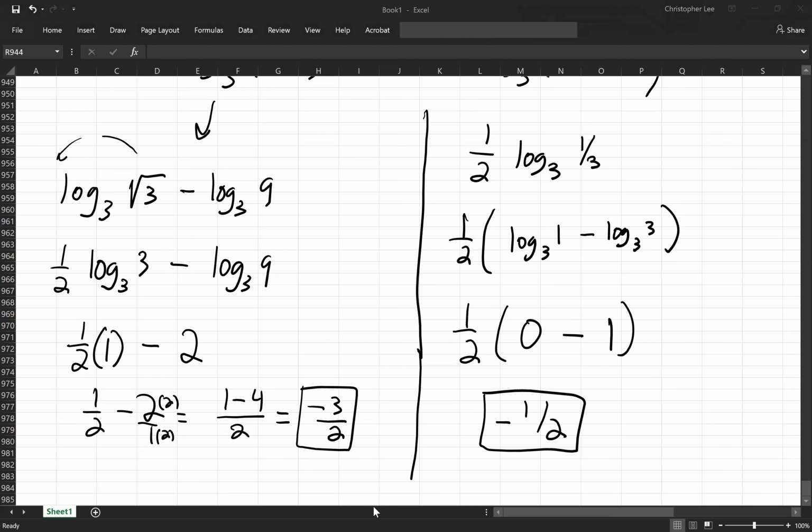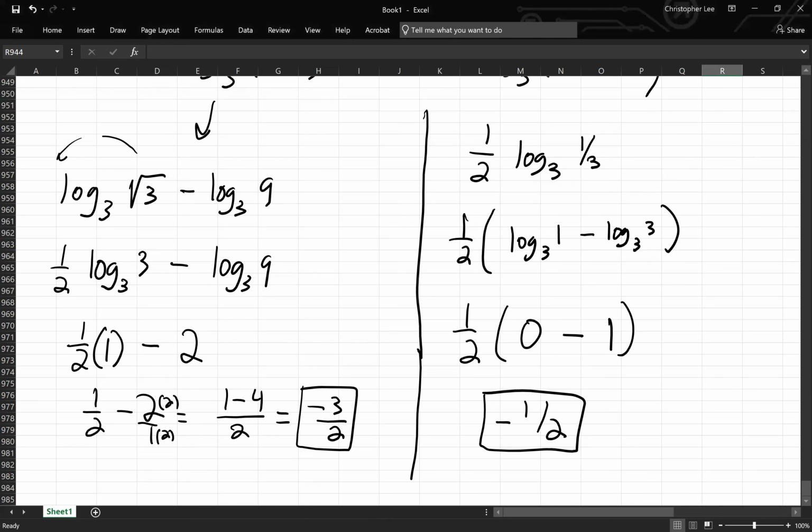All right. Want to talk about composition of functions now?